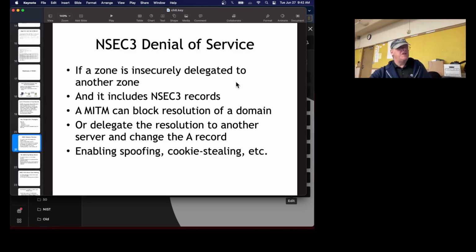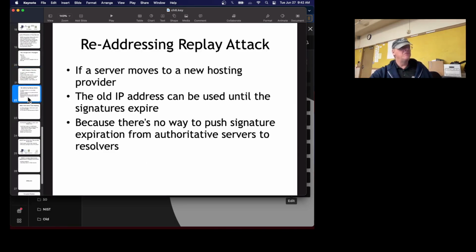And NSEC3 can have a problem here where it can block resolution of a domain. So there are a lot of obscure problems with it. If you move to a new hosting provider, then the old IP address can continue until the signatures expire because there's no way to push an urgent update to the DNS tree. When you send out a DNS record, you include an expiration time, and the only way to change it is to wait for that expiration time to expire. So that's a fundamental flaw in DNS.